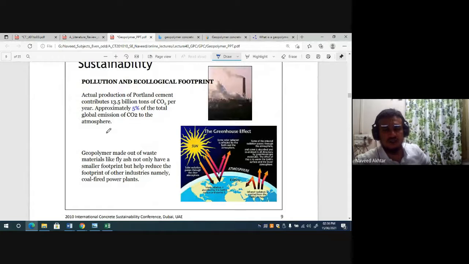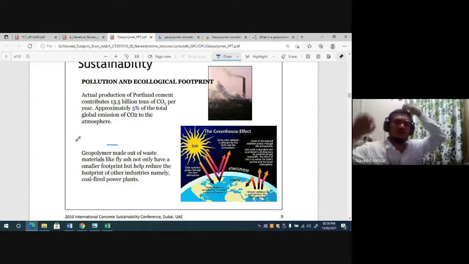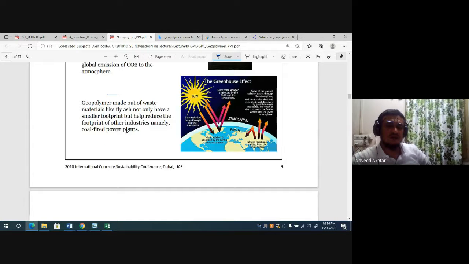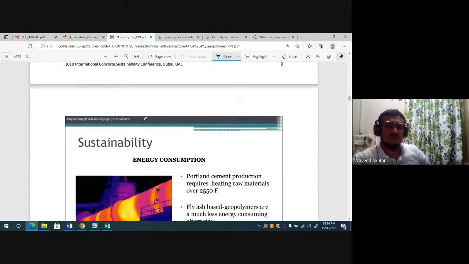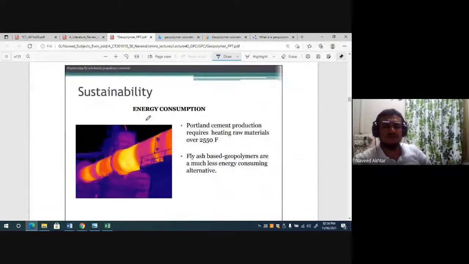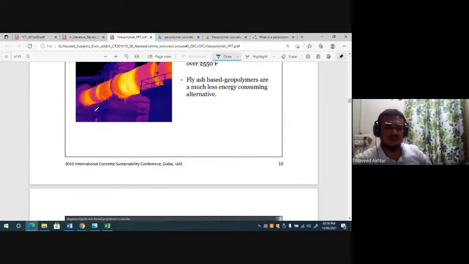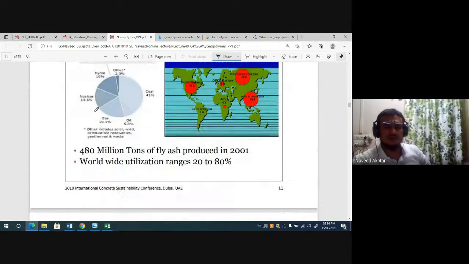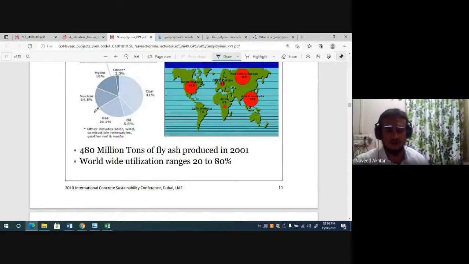So all this will affect the geopolymer concrete, will reduce the use of cement, and simultaneously it will help us reduce the pollution in the environment due to cement production, and that's why this material can be called a sustainable material, because we are using fly ash, which is a byproduct material.